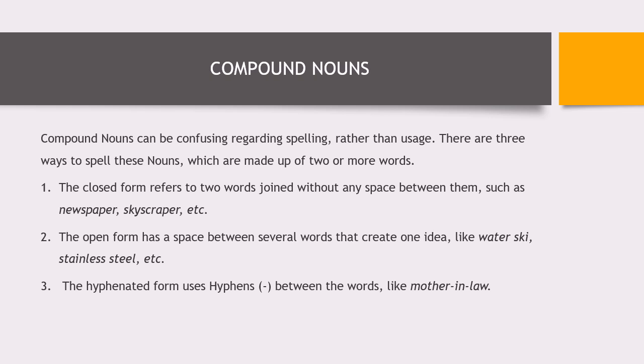Compound nouns. Compound nouns can present writers with issues regarding spelling, rather than usage. There are three ways to spell these nouns, which are made up of two or more words. 1. The closed form refers to two words joined without any space between them, such as newspaper and skyscraper. 2. The open form has a space between several words that create one idea, like water ski and stainless steel. 3. The hyphenated form uses hyphens between the words, like mother-in-law.